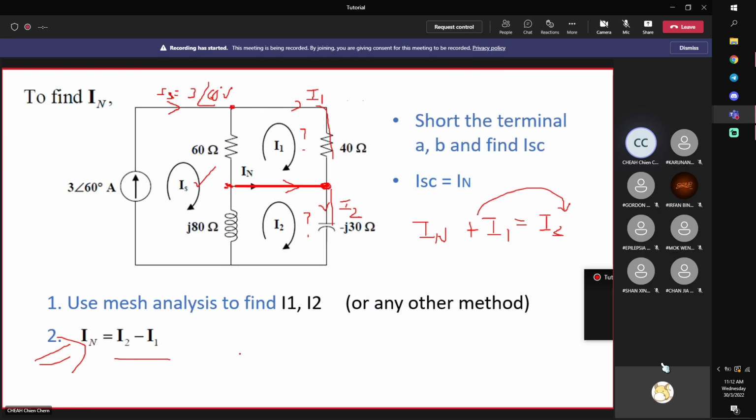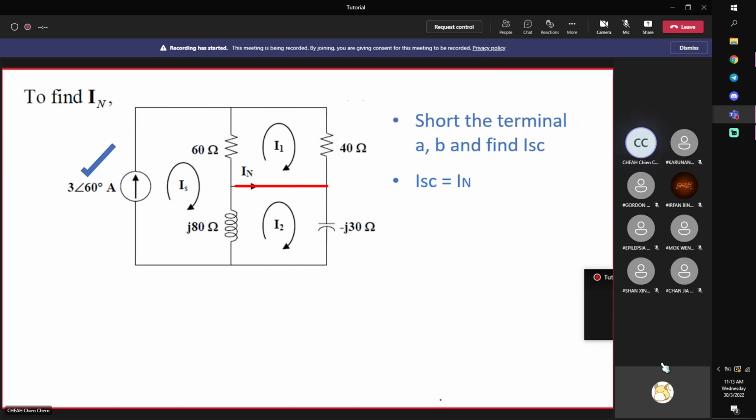Which means that this is my overview. I'll use mesh analysis to set up two equations with two unknowns, I1 and I2. I'll solve for the two unknowns. I need both I1 and I2. Then I subtract them to find the short circuit current, which is my Norton's current. So this is what we need to do.